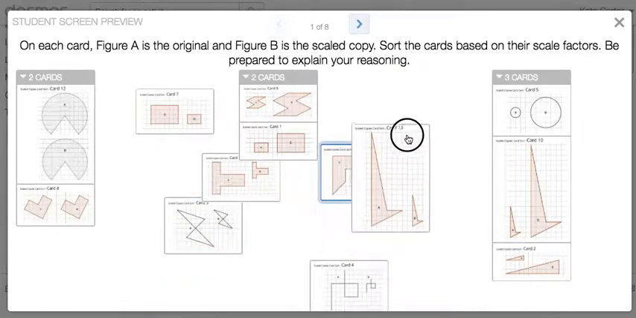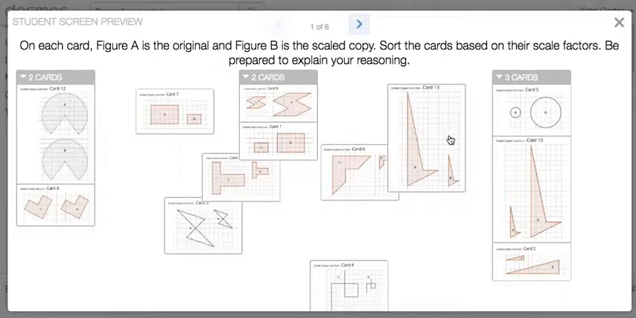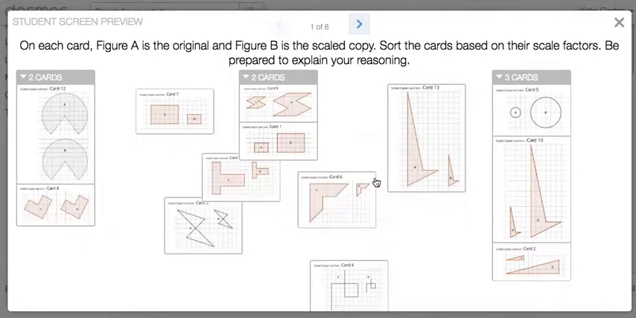Nothing else is getting bigger. Everything else is getting smaller. So that tells me none of these are going to double or triple. If anything, they're going to be cut in half or cut in a third or cut down in some way.